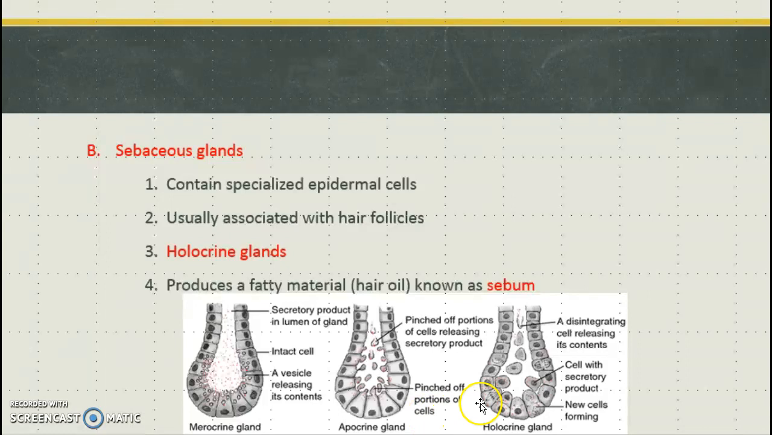And the last one, holocrine, the cells undergo mitosis, pushing cells outward, and entire cells are being released into the lumen or the hollow region of the gland. And as the cell travels outward, the cell breaks down, releasing the secretion once again up here. So merocrine, apocrine, holocrine. Sebaceous glands happen to be holocrine in nature.